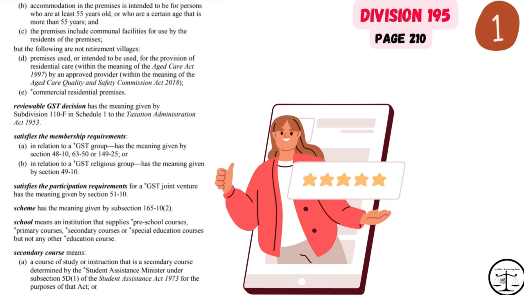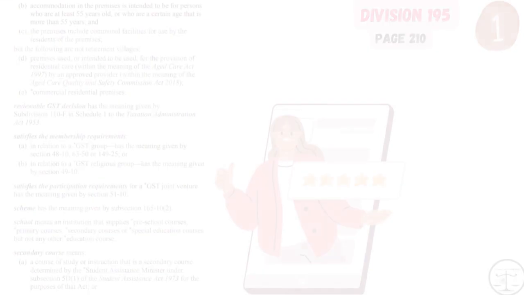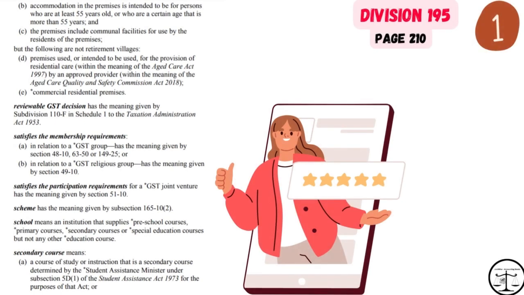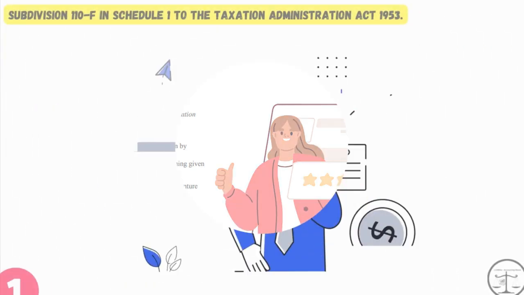We will discuss these words from the GST Dictionary. Please find on page, word number: 1. Reviewable GST decision. 2. Satisfies the membership requirements. 3. Satisfies the participation requirements. 4. Scheme. 5. School. 6. Secondary course.